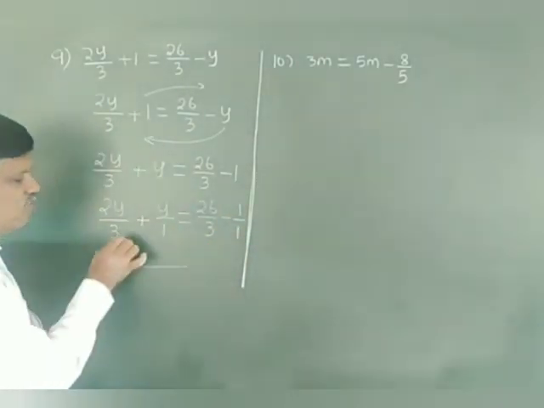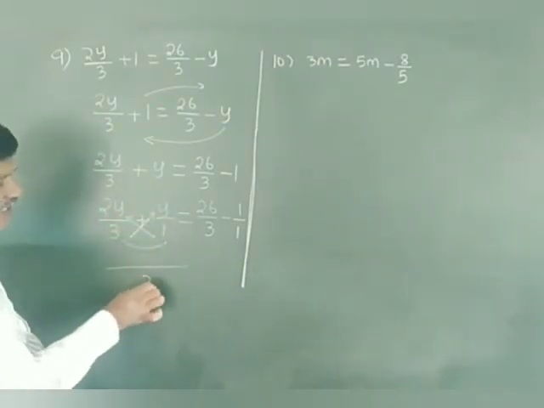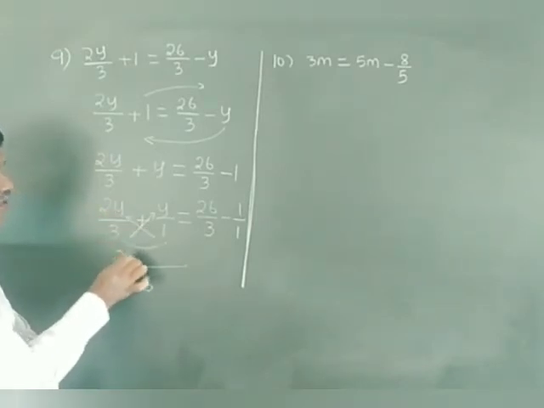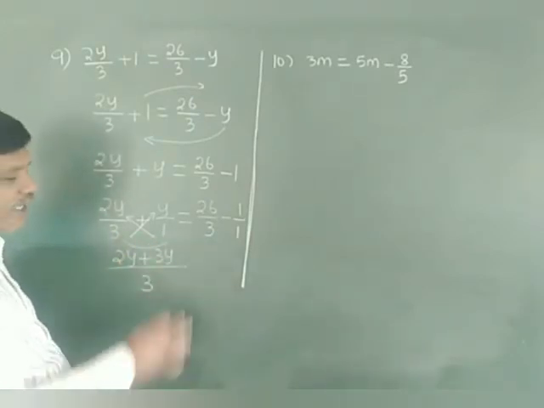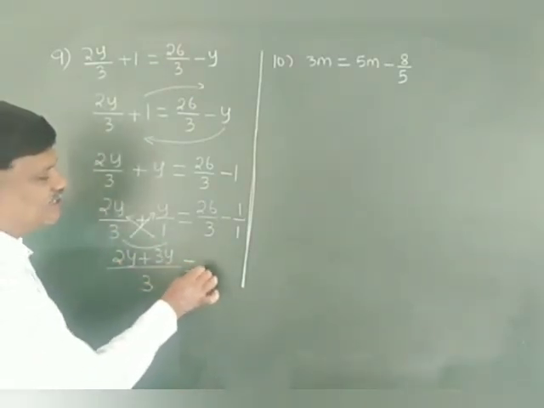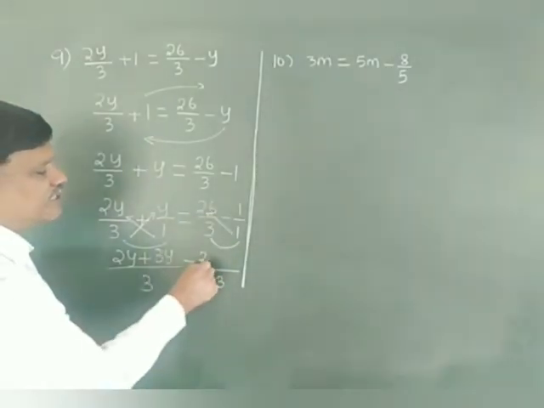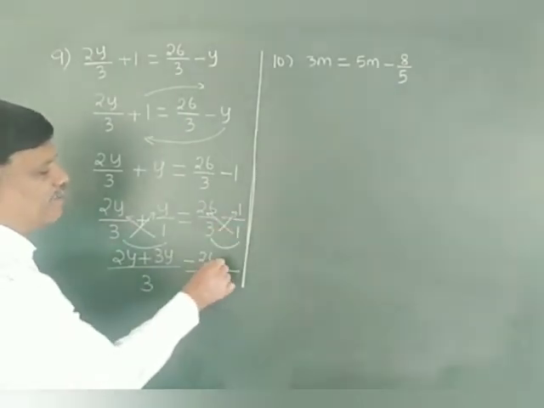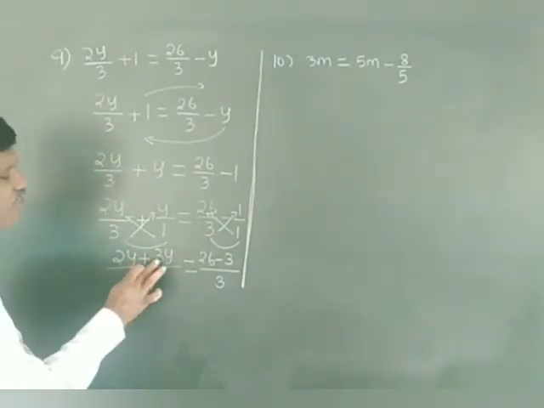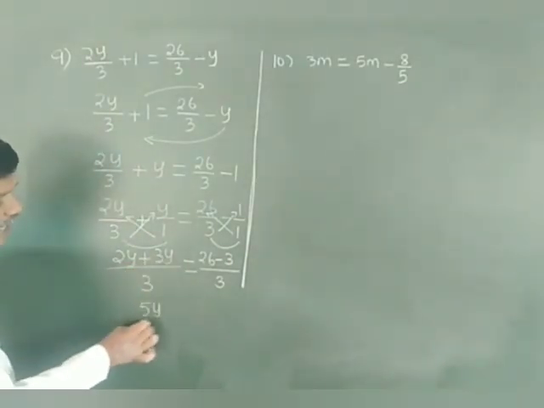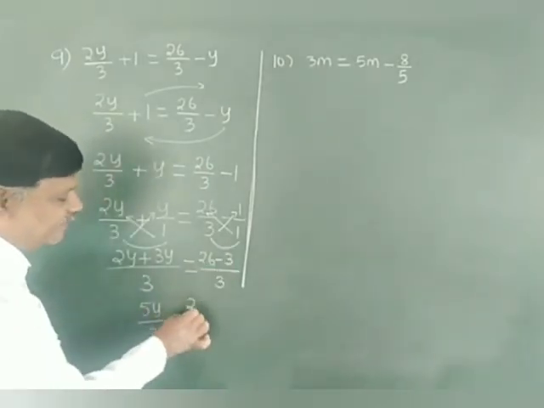Now here we go for cross multiplication method. Okay. 3 ones are 3. 1 into 2y, I have 2y, plus 3 into y, I have 3y. Okay? Now, in RHS, cross multiply. 3 ones are 3. 1 into 26, 26 again here minus 3 ones are 3. Okay. Now 2y plus 3y equals to 5y by 3 equals to 26 minus 3.